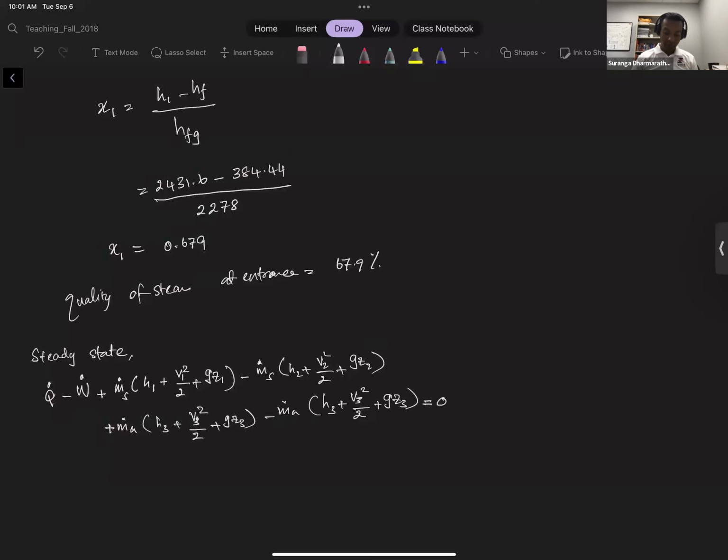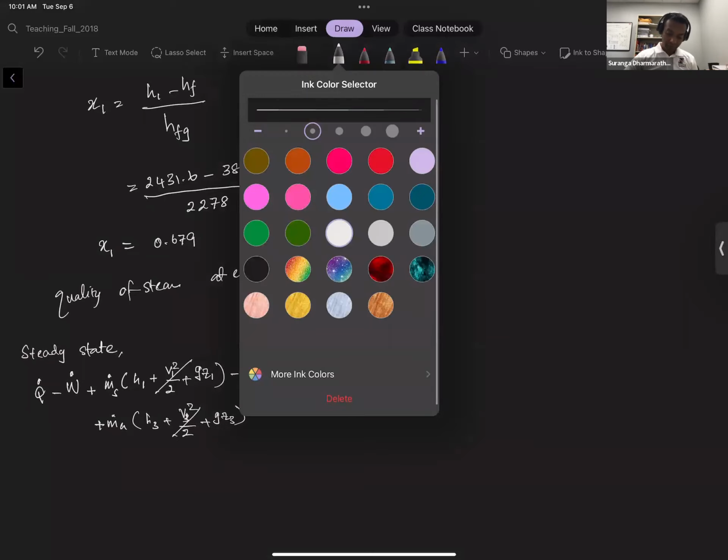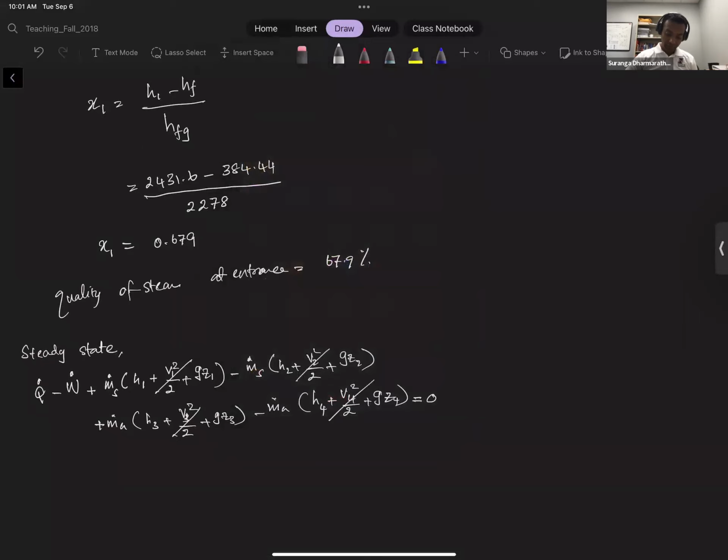All right, and then we need to neglect the potential and kinetic energy changes. So that term cancels with this term, and that term. These are all fours. Potential changes cancel, and this cancels with this. Now everything is there.